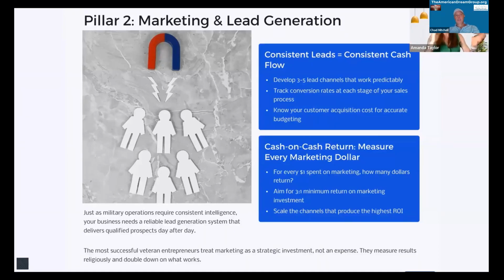So we talk here about aiming for a 3-to-1 minimum return on marketing investment. So we want to scale the channels that produce the highest ROI. And if we're not tracking those metrics, how do we know? How do we know when to adjust if something's not performing at that level, when something is, that we can move our resources, move our money, time, and energy into those that are getting us that higher cash on cash return? So the most successful entrepreneurs are very strategic about their marketing as an investment and not as an expense. And we want to measure those results religiously and pay attention and know what works and double down.